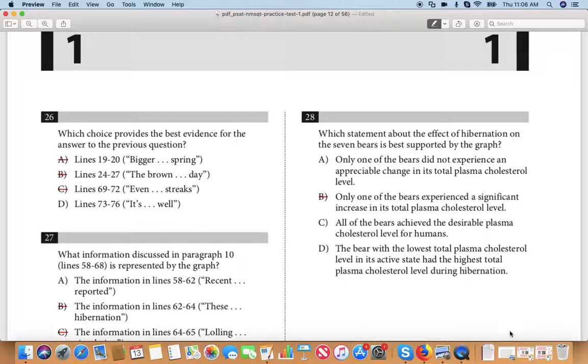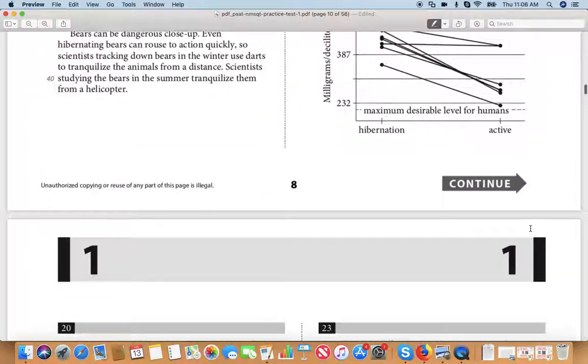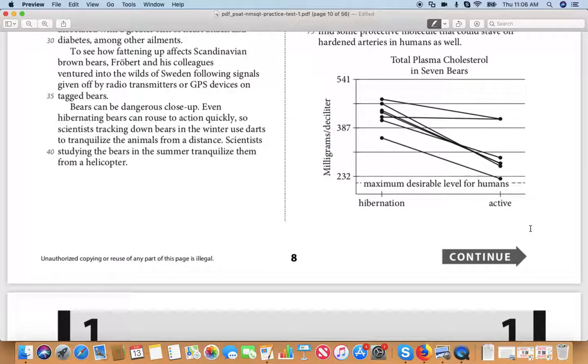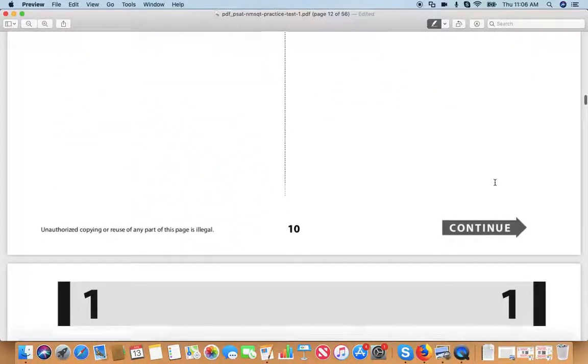All of the bears achieved the desirable plasma cholesterol level for humans. Did all the bears achieve the desirable plasma cholesterol level for humans? Not all of them. I don't think any of them did, right? Here's the maximum desirable level, this dotted line going across here. None of them get below it. It didn't cross it yet. So none of them reach that.